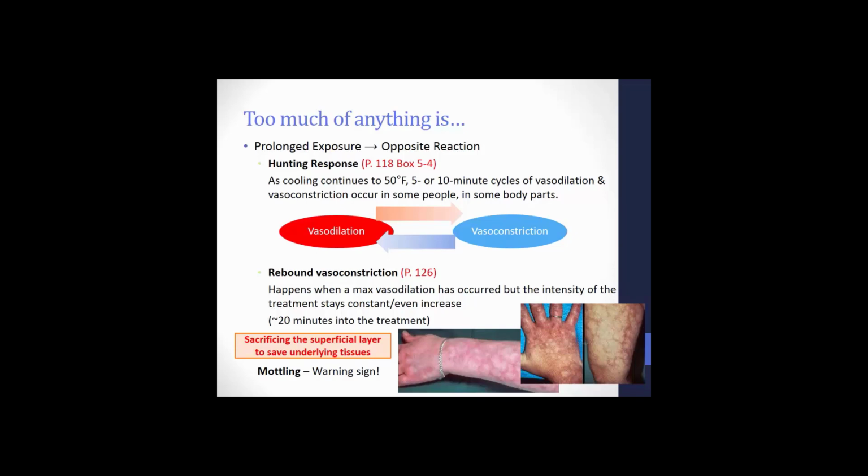Mottling of the skin is a warning sign that tissue temperatures are rising to dangerously high levels. In this case, ghostly white areas and beet red splotches mark the patient's skin. When mottling occurs, the treatment should be discontinued immediately.